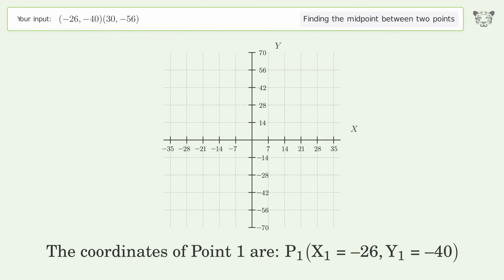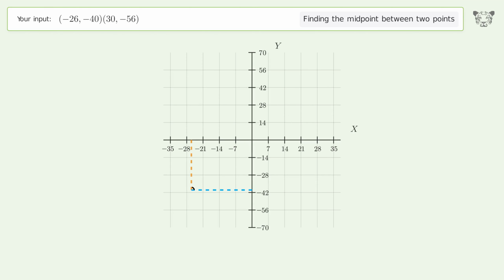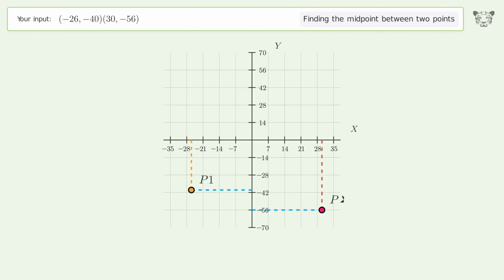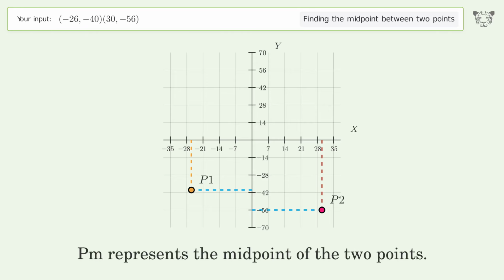The coordinates of point 1 are, x1 equals -26, y1 equals -40. The coordinates of point 2 are, x2 equals 30, y2 equals -56. PM represents the midpoint of the 2 points.